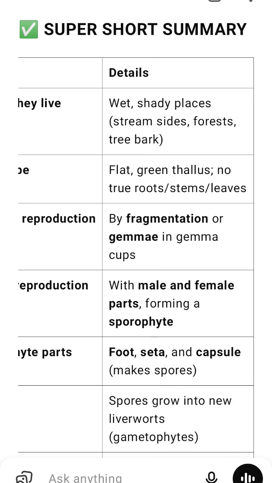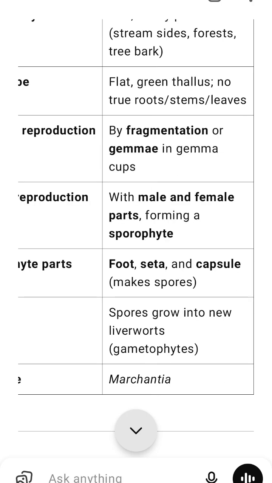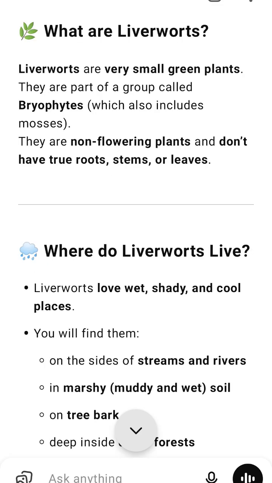Life cycle summary. 1. Gametophyte, the main liverwort plant, makes sperm and egg. 2. Sperm and egg form a zygote. 3. Zygote grows into a sporophyte: foot, seta, capsule. 4. Capsule makes spores. 5. Spores fall on moist soil and grow into new gametophytes.